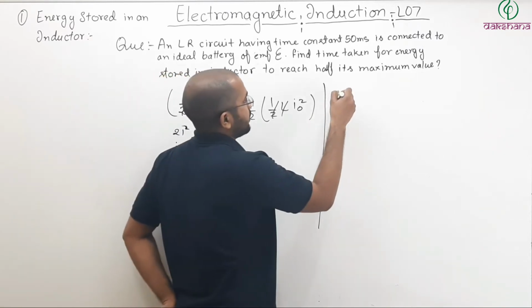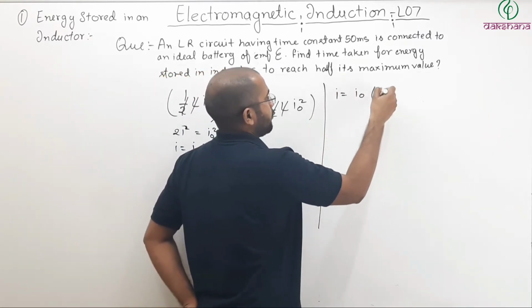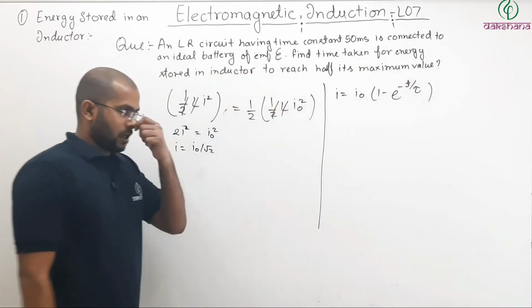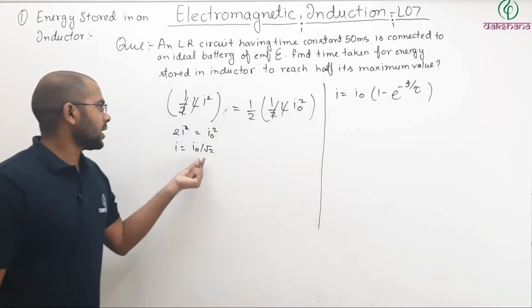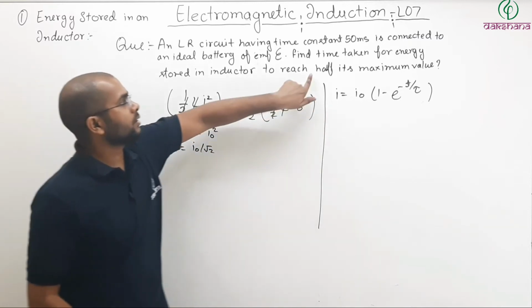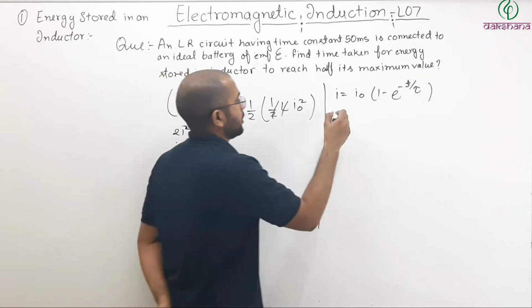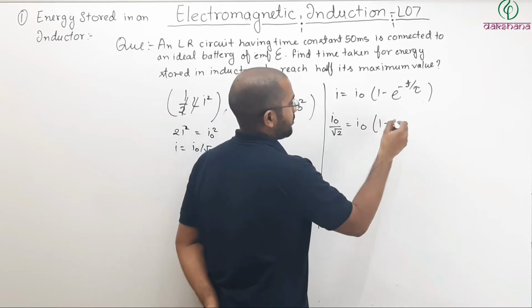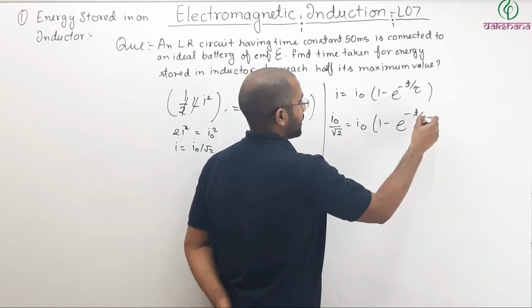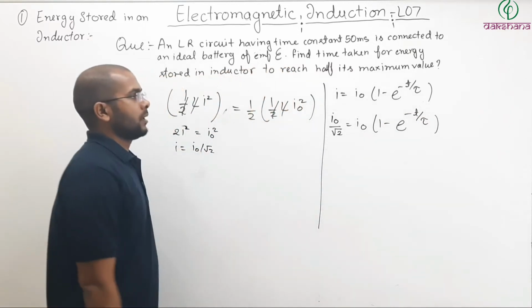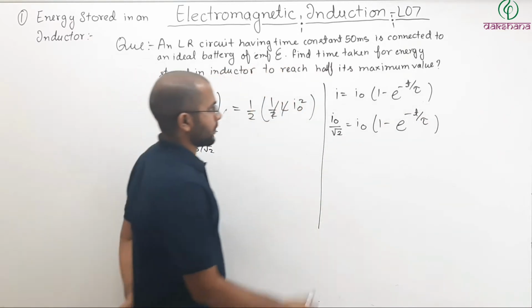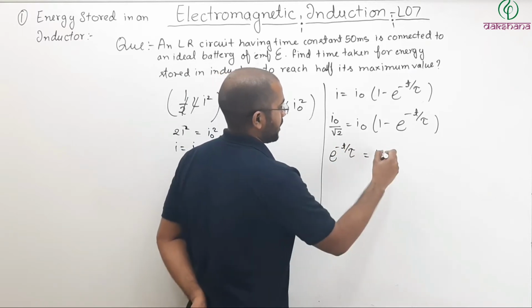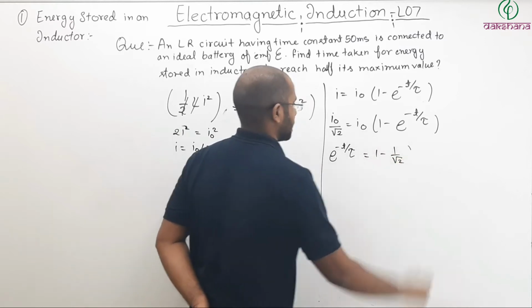So let us write the current. I equals I naught times 1 minus e to the power minus t by tau, like this. Now I should be I naught by root 2 when energy stored becomes half of maximum value. So I naught by root 2 equals I naught times 1 minus e to the power minus t by tau, like this. So I naught cancel. E to the power minus t divided by tau may be written as 1 minus 1 by root 2, like this.